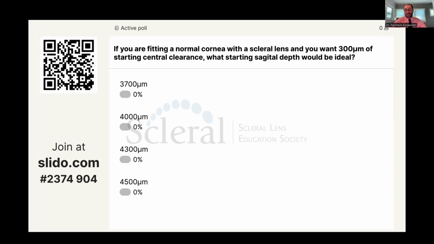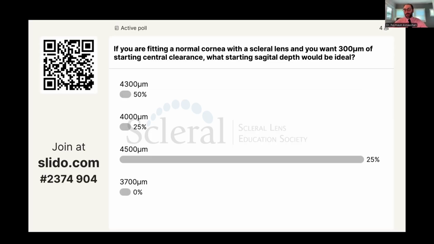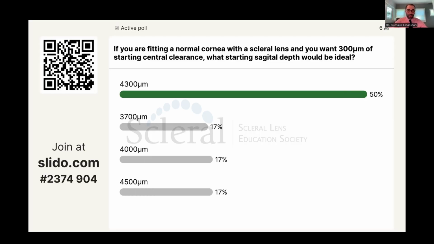The question is, if you are fitting a normal cornea with a scleral lens and you want 300 microns of starting central clearance, what starting sagittal depth would be ideal? I'll give about 10 to 20 seconds or so for people to pull in and take a good guess. There's really no right or wrong answer, but hopefully this will get your mind thinking a little bit, and we'll see how people do.